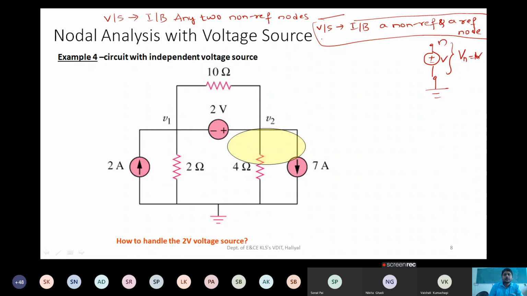Okay, but here if you consider a voltage source in between any two non-reference nodes, for example, which are the two non-reference nodes here?